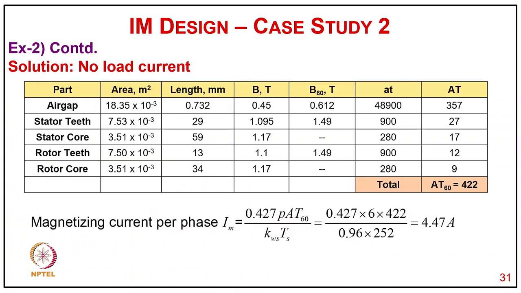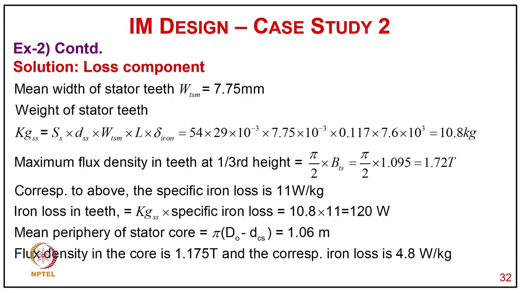Now calculating total magnetizing current for all 5 parts of magnetic circuit, starting with the air gap, stator teeth, stator core, rotor teeth and rotor core, with the area here, length here and flux density here, and B60 flux density at 60 degree, and the per unit MMF, and then total MMF. So total MMF comes 8060 equal to 422, and magnetizing current per phase IM equal to 0.427 P into 8060 by KWS into TS. Putting value, it comes 4.47 ampere.